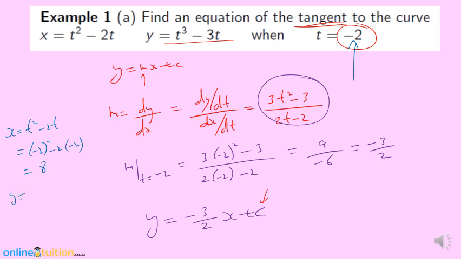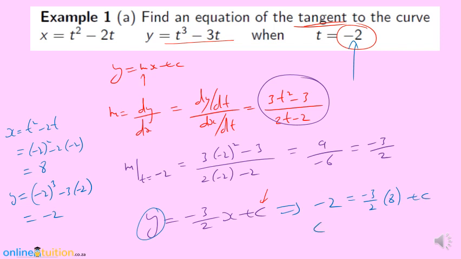And what is the y value? The y value is going to be minus 2 cubed minus 3 into minus 2. Minus 2 cubed is minus 8, and then you've got plus 6. So minus 8 plus 6 is minus 2. And no prizes for guessing, when y is minus 2, the gradient is minus 3 over 2, and x is 8, we can solve for c. So 2 goes into 8 four times, that's minus 12, goes on the other side. Minus 2 plus 12, c is 10.